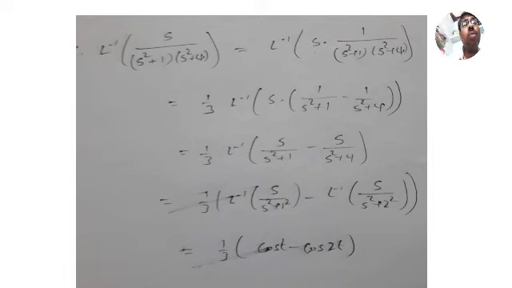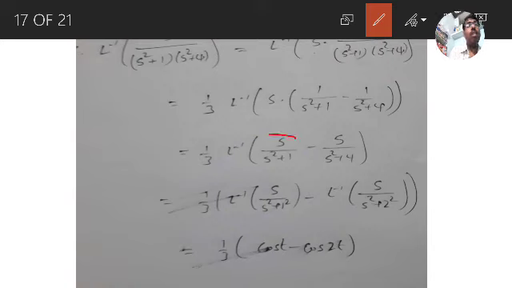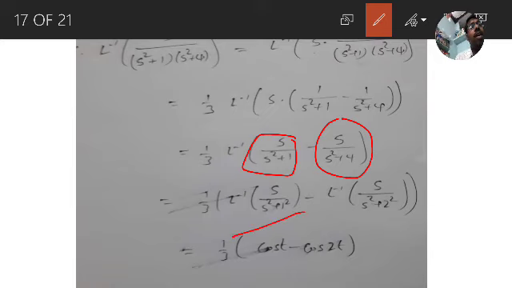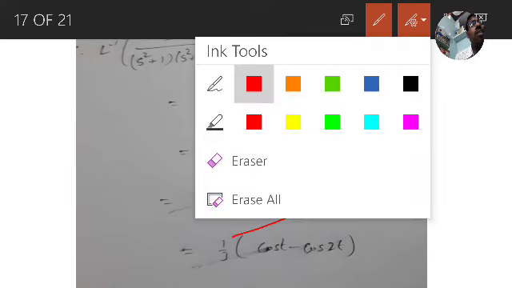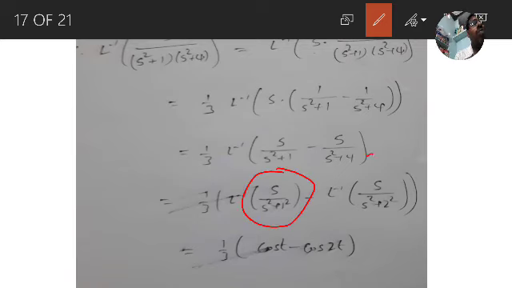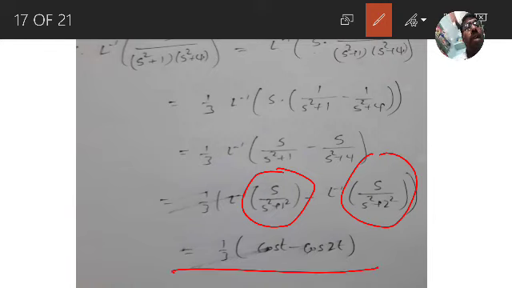That is 1 by 3 into L inverse of s by s square plus 1 minus s by s square plus 4. Now, standard formula. What is the standard formula we are using here? s by s square plus 1 and s by s square plus 4. 1 can be written as 1 square and 4 can be written as 2 square. The standard formula: L inverse of s by s square plus a square is cos at. Therefore, s by s square plus 1 square is cos t, and L inverse of s by s square plus 2 square is cos 2t. The answer is 1 by 3 into cos t minus cos 2t.